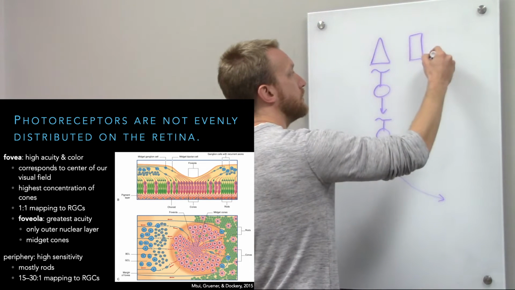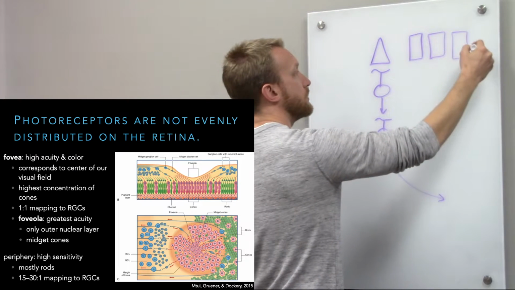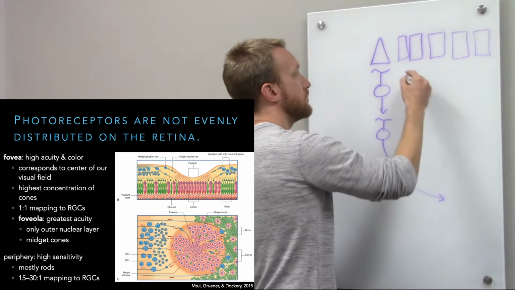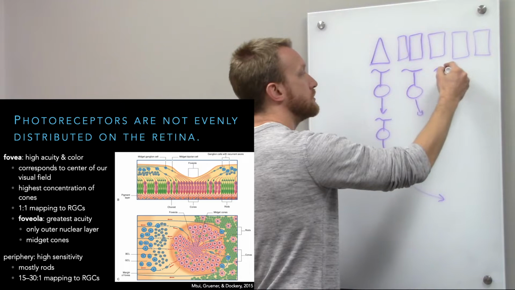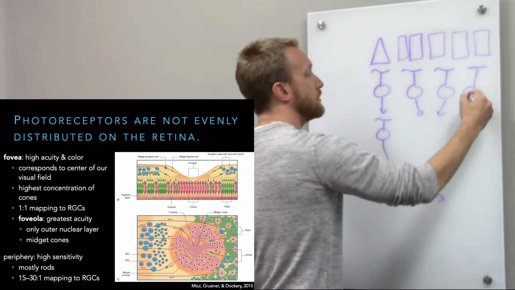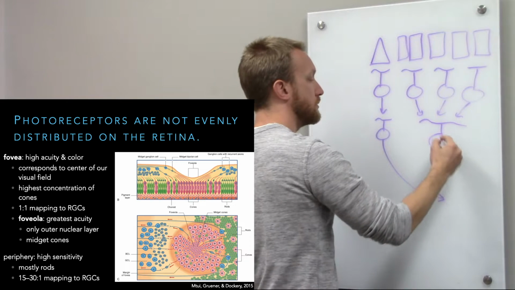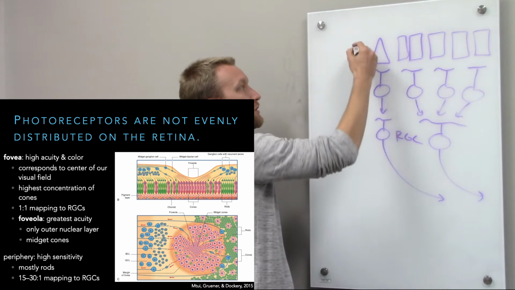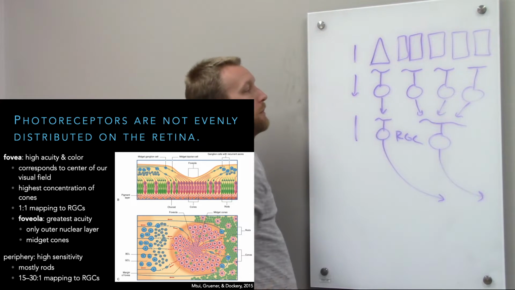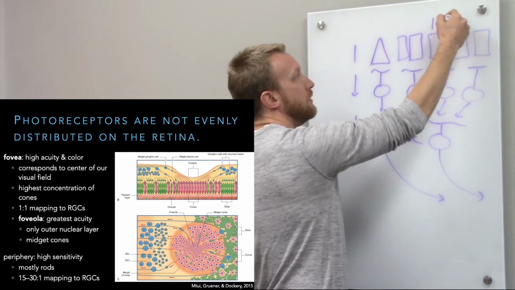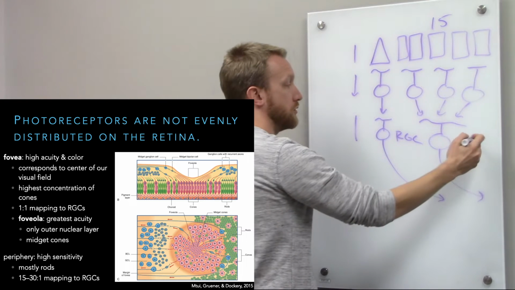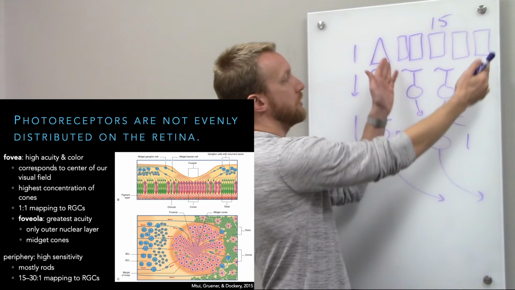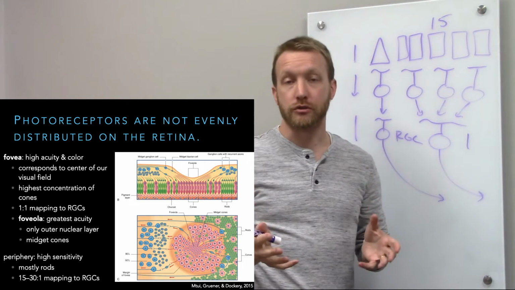Rods, on the other hand, will converge, and imagine that I've drawn 15 or so of those. So there will be multiple bipolar cells, and all of these will converge onto a single retinal ganglion cell. So for cones, it's 1-to-1. For rods, it's 15 to 30 or so to one retinal ganglion cell. So the retinal ganglion cell that gets input from rods is sampling a much larger region of the retina.